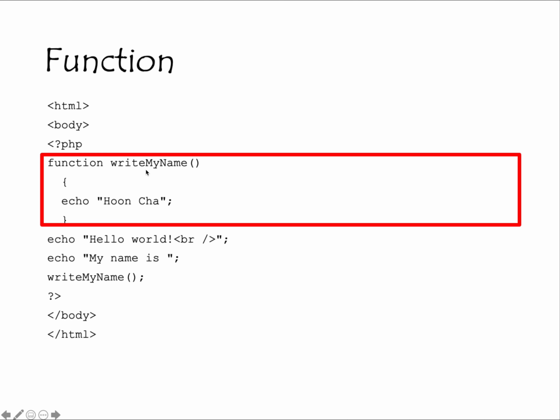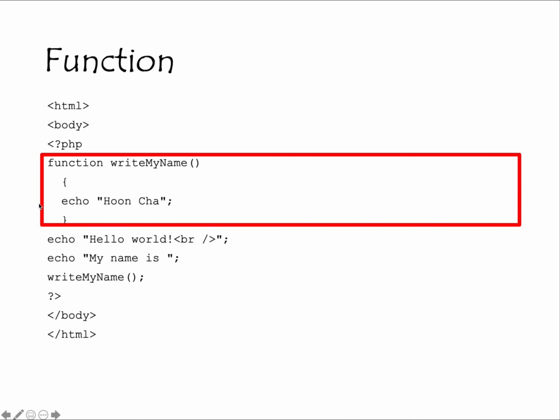Now, once you declare this function, you should make a block of code that can be executed inside this function. To do this, similar to conditional statements, we use a block with curly braces. So this is a very simple function because it will just echo the name Hun Cha, and that's it.